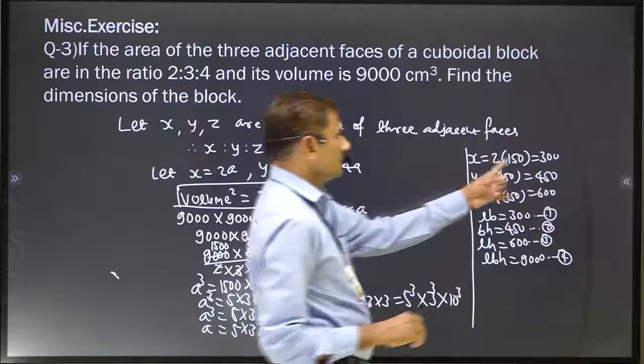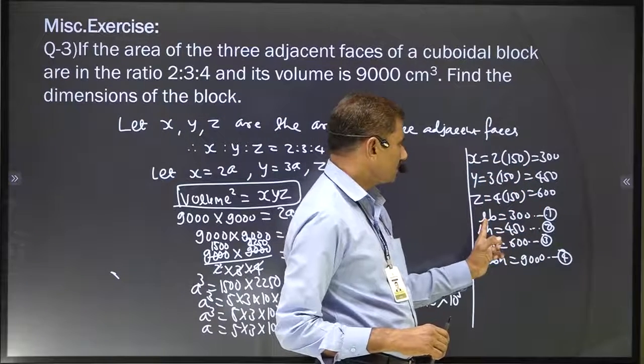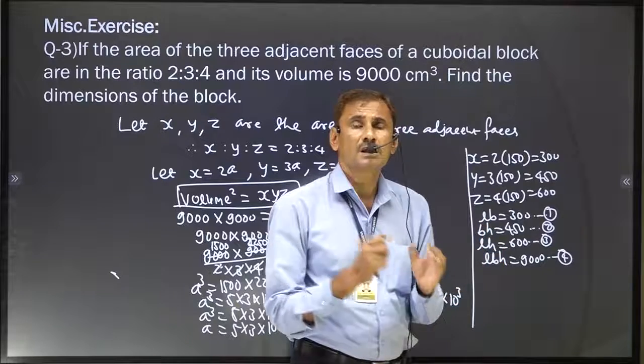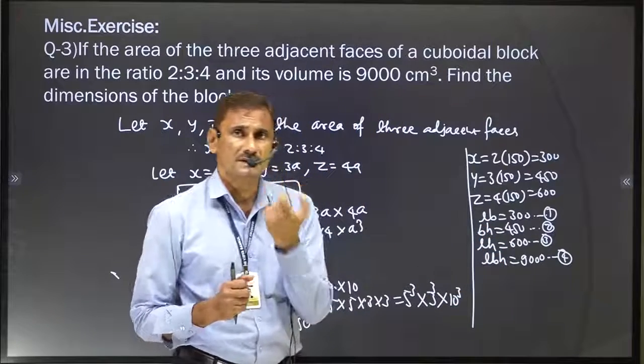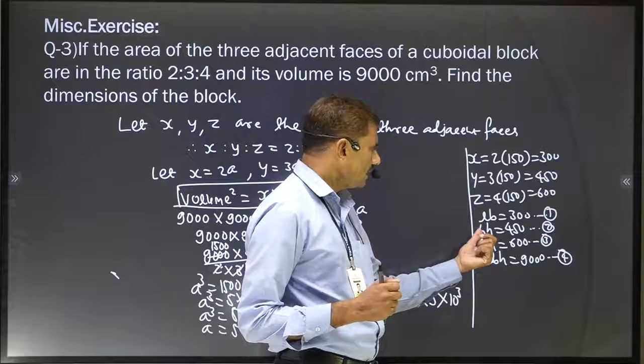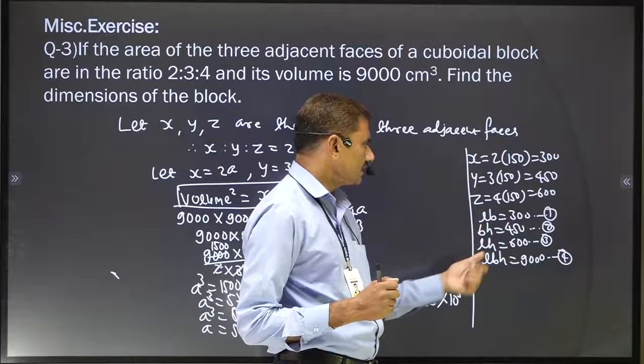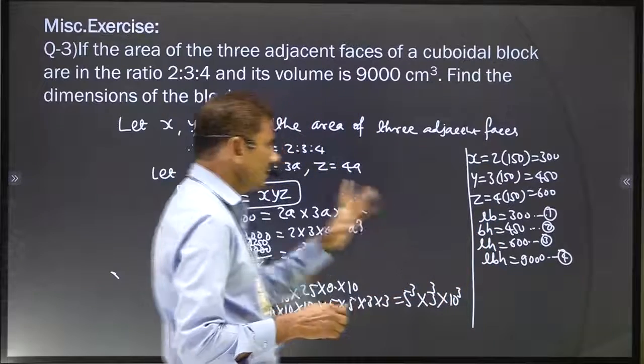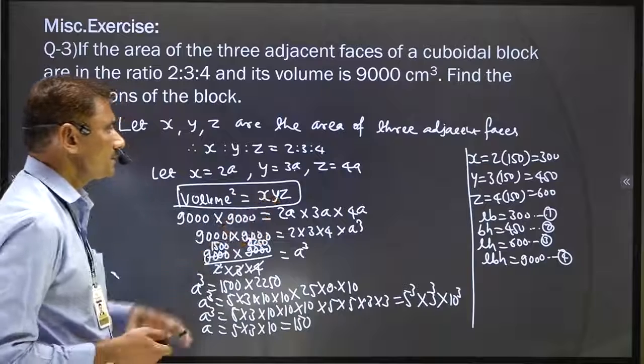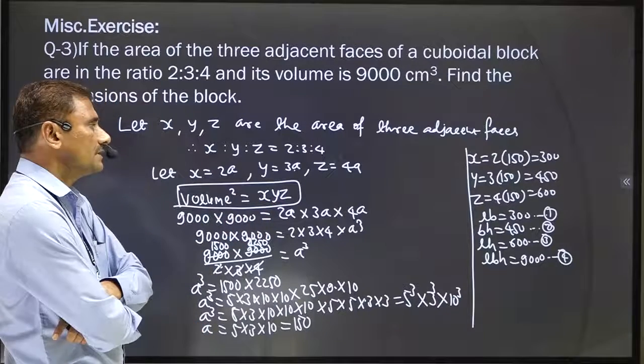So x, y, z we got, but actually what is x? Any area of any one face. You can write it here as LB anyway. Now you just solve all this equation.